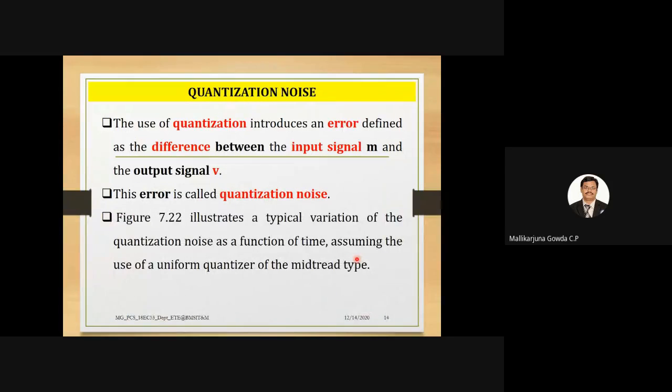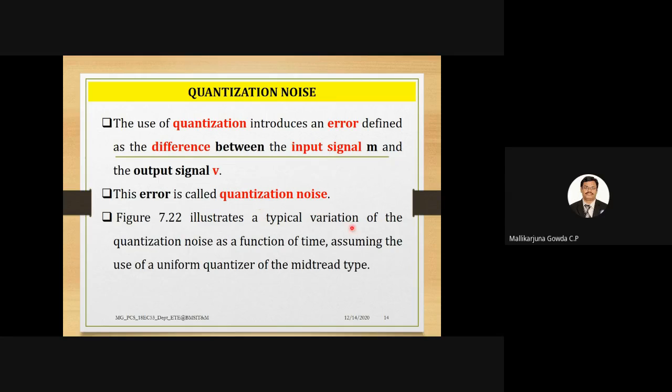So the use of quantization introduces an error defined as what? A difference between the input signal M and the output signal V. So that error is known as the quantization noise. This is one of the important concepts in the quantization process. When I do the quantization, it introduces error. How do I define that error? It is the difference between input signal and the output signal.